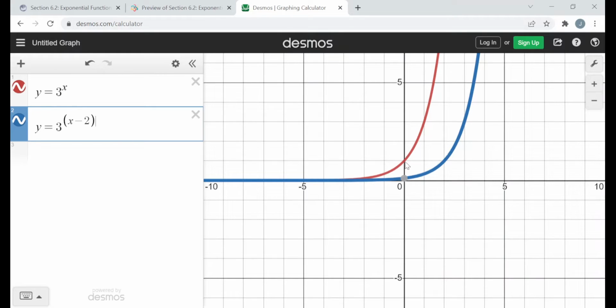Here's 0, 1, and there's 2, 1. Here's 1, 3, there's 3, 3, like I showed you in my hand drawing. Still the same horizontal asymptote. The x-axis is still a horizontal asymptote. The only time the horizontal asymptote changes is if you shift up or down, which hasn't happened here.